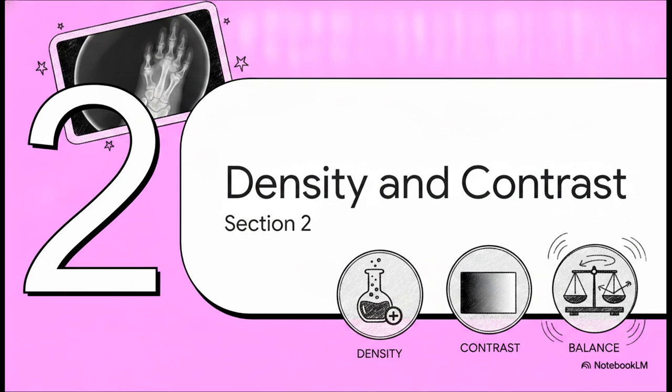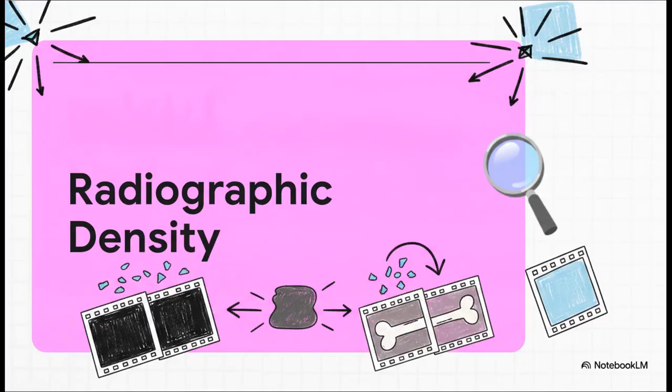Mastering density and contrast. Getting these factors right is basically a Goldilocks situation. You have to find a balance that's just right. So let's break down density first. Radiographic density is defined as the degree of blackness or darkness on a radiograph. You see, when you're looking at the black areas on a developed film, what you're actually looking at are tiny deposits of metallic silver left in the film emulsion after it's exposed to X-rays and processed.